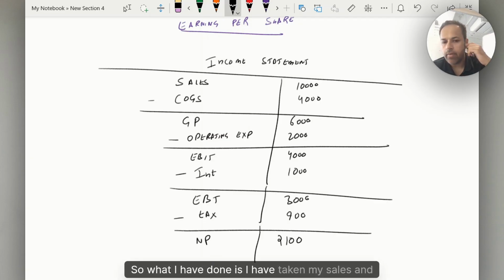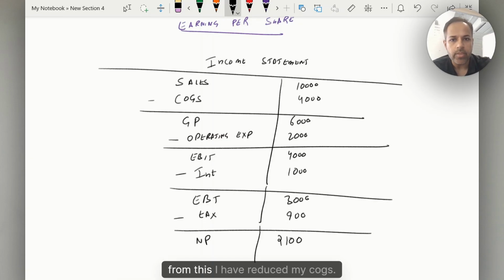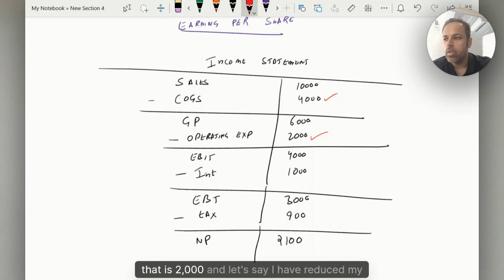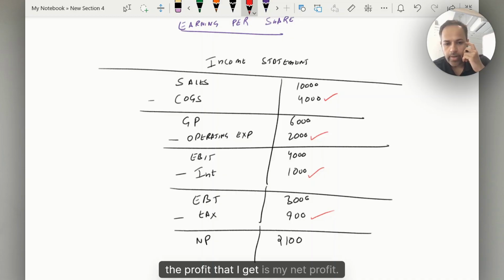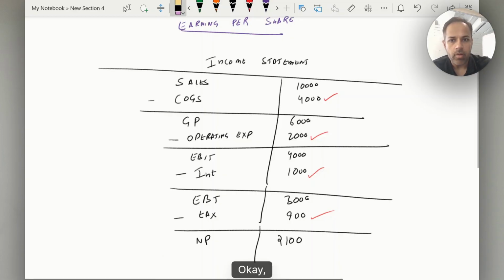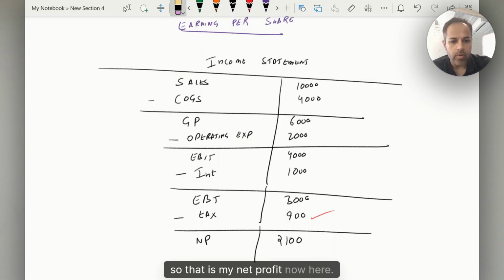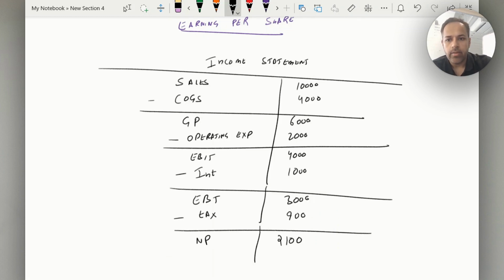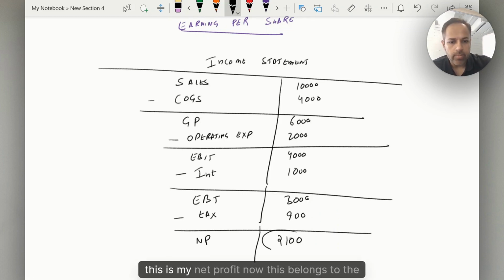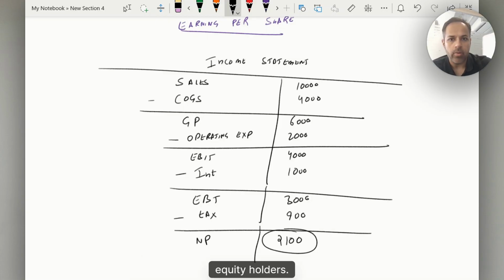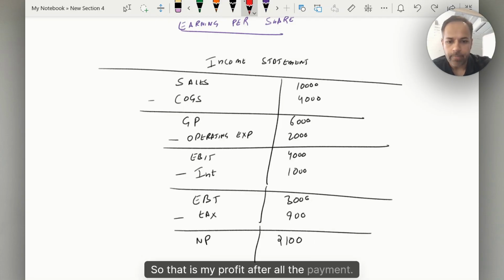So what I've done is I have taken my sales, and from this I have reduced my COGS. I have reduced my operating expense, that is 2,000. I have reduced my interest payment, and then I have reduced my taxes. In total, after all the expense, the profit that I get is my net profit. Now this net profit belongs to the equity holders. That is my profit after all the payments.